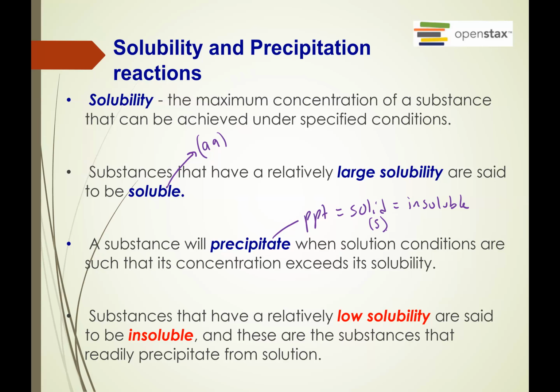So you're going to see these on our double displacement reactions a bunch. Precipitate, solid, insoluble. So if it's insoluble, that means it's an S. Soluble always means AQ, okay?